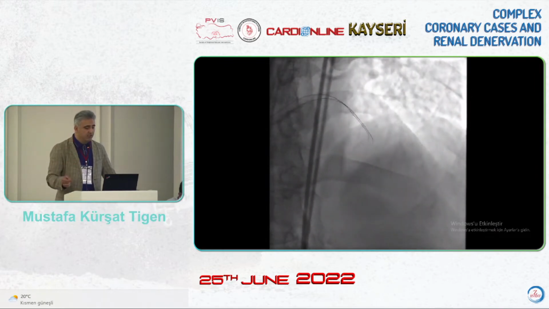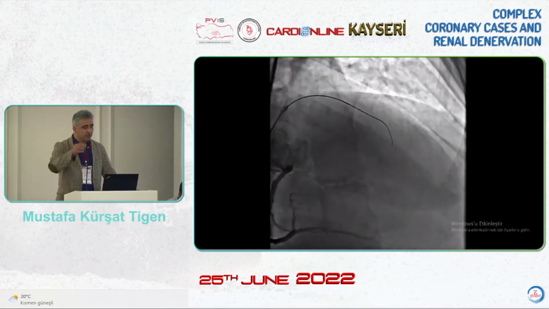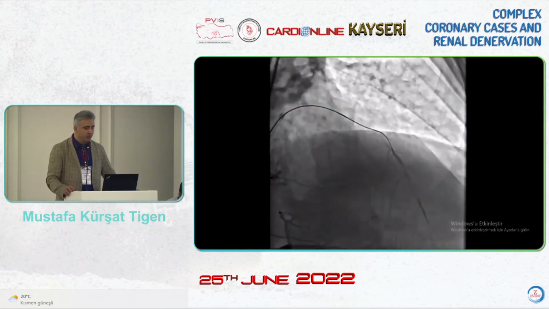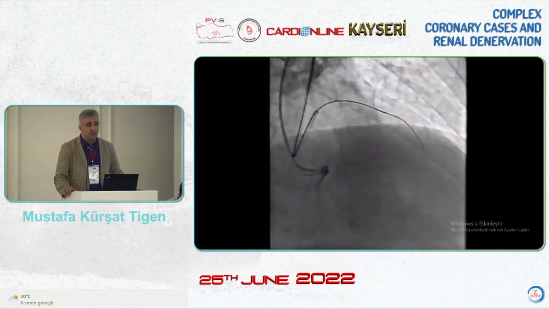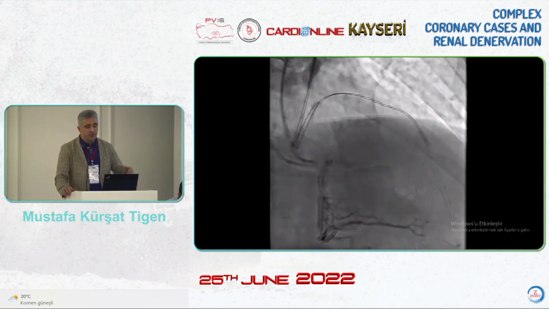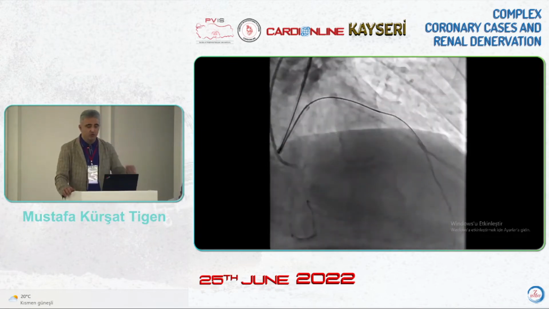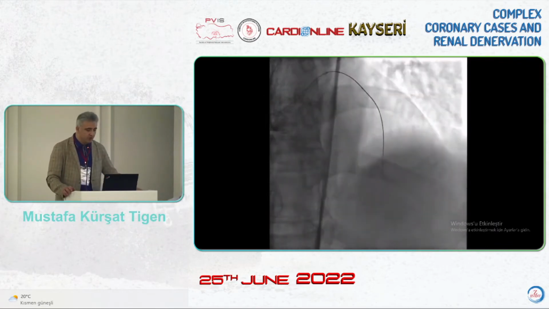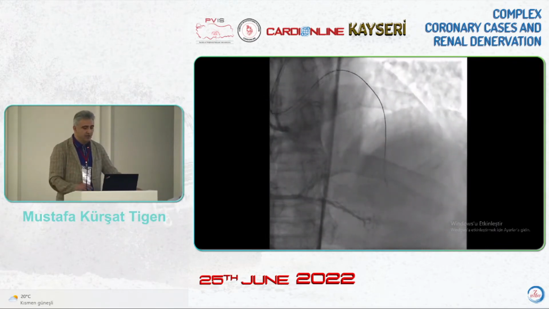We just pull out above. You might have changed the wire. We are trying to be in the true lumen, but we are not in the true lumen. So we take it above. We pull it above, and we can see in the true lumen.